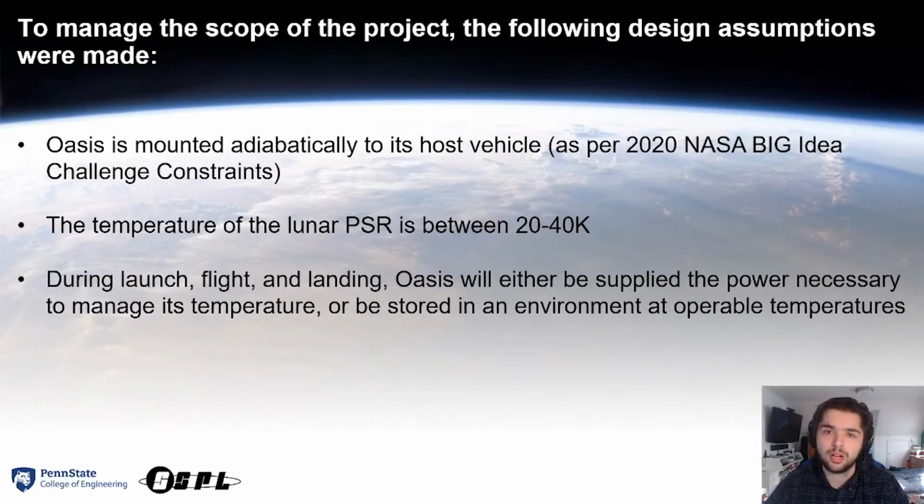To manage the scope of the project, the following assumptions were made throughout design. Number 1, as per the competition constraints, OASIS assumes adiabatic mounting to its host vehicle, or minimal heat transfer. Second, the temperatures in the lunar PSR are assumed to be between 20 and 40 Kelvin. Lastly, OASIS assumes that during launch, flight, and descent, it will either be A, stored within operable temperatures, or B, provided the power necessary to manage its own temperatures by the host craft.